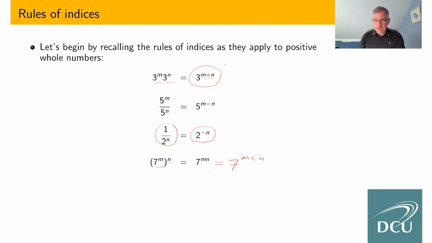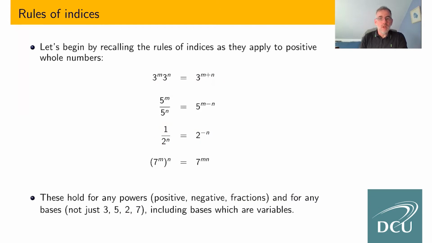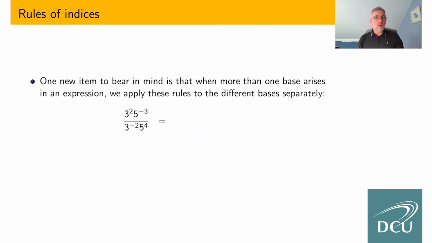So the key point I want to make here, apart from just recalling these rules of indices, is that everything we see here applying to the numbers 3, 5, 2, and 7 applies not just to any number, but also to any base, which might be a variable or indeed an expression. So that rule of thumb will help us to simplify expressions involving such powers, so powers of variables.